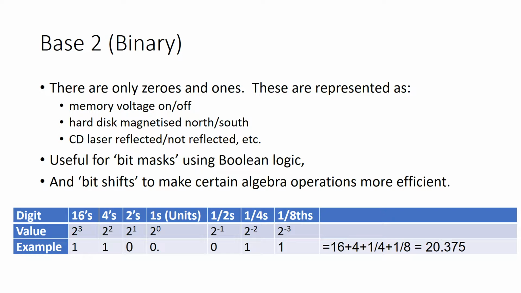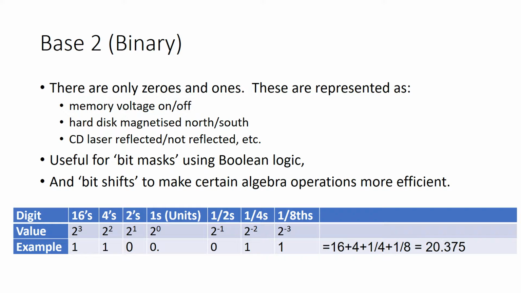It's also useful in hard disks, which are magnetized either north or south. There's no third option, only a 0 or a 1. And on a CD or DVD or Blu-ray, the laser is either reflected into the receptor or not. So you've got only two options, binary again. Lots of physical things are binary, so it's useful for representing numbers. Binary is also useful for things called bit masks, which we'll see later on, and bit shifts, which help with algebra being more efficient in the processor.